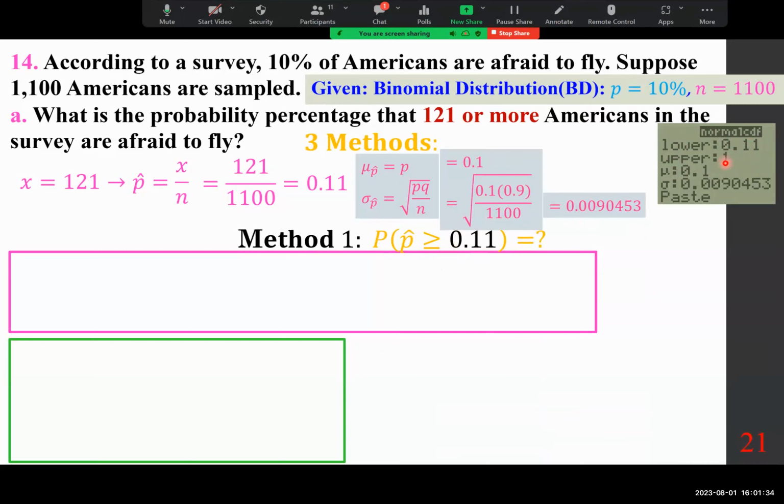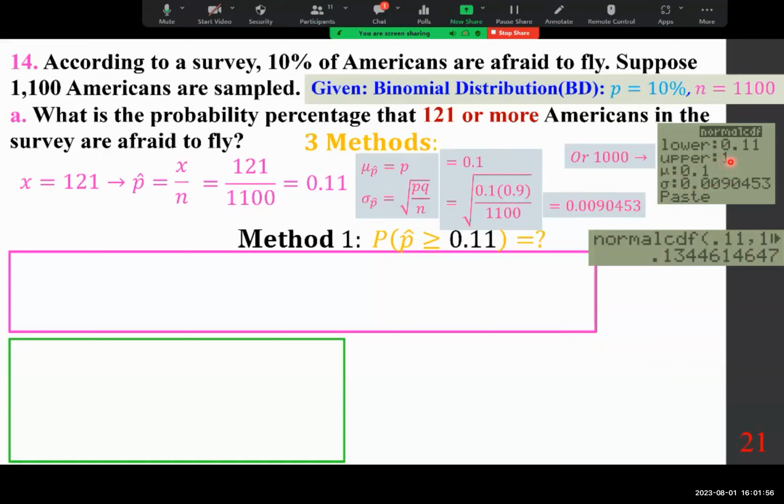You can use any number larger than 1. Normally, since we go to infinity, we use 1,000 or 10,000. But the reason 1 works is because you're dealing with a proportion. So mu is 0.1, and sigma is this number. And you get this answer. And again, I want you to know, for the upper I'm using 1 because it's a proportion. Remember, a proportion is between 0 and 1. So 1 will work. But if you use 1,000, the reason it works is because it's normal CDF, it doesn't recognize you're dealing with a proportion. Here's the first method. Let's look at the second method.